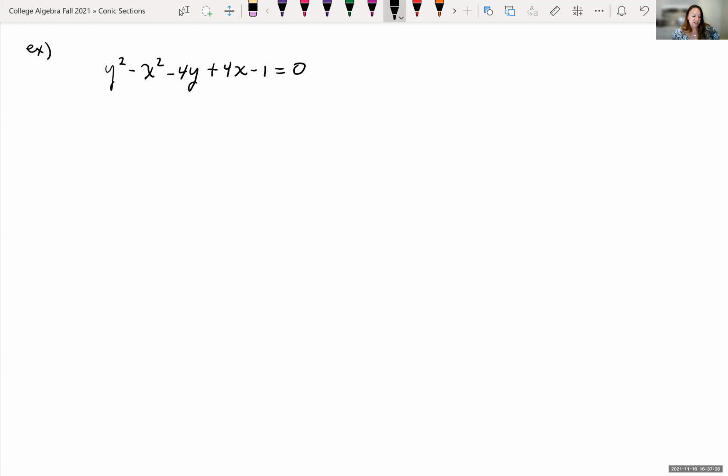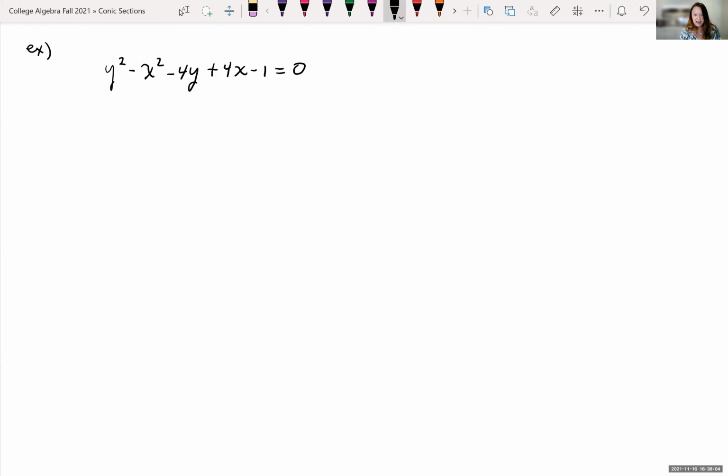Here we have the equation y squared minus x squared minus 4y plus 4x minus 1 equals 0. I can tell, without knowing that I'm in the hyperbola section, that this is a hyperbola. You should be able to tell by looking at these equations which type of conic section you're dealing with. You can tell it's a hyperbola if you have an x squared and a y squared. Only parabolas have just one x squared or one y squared, but not both variables squared.